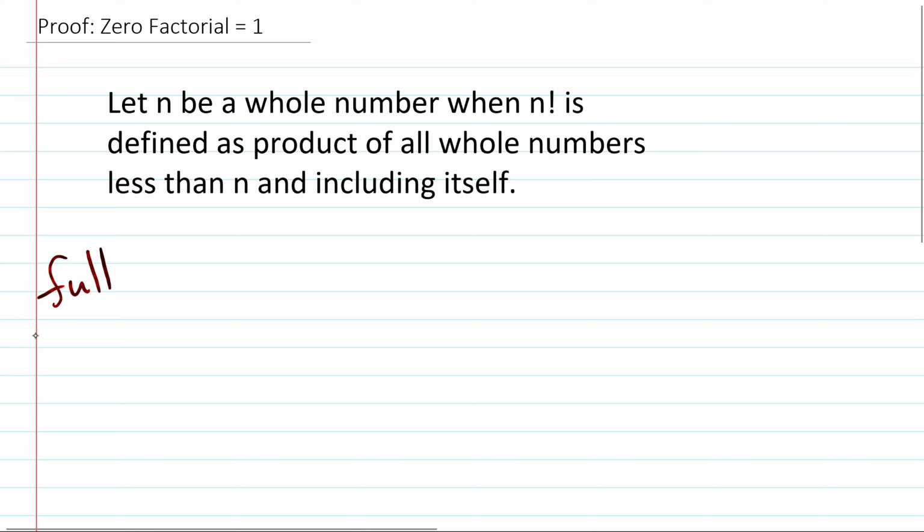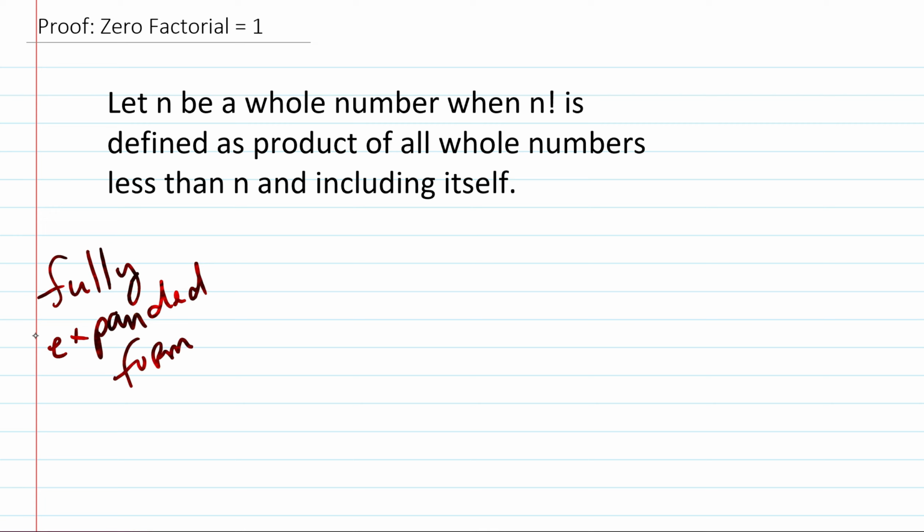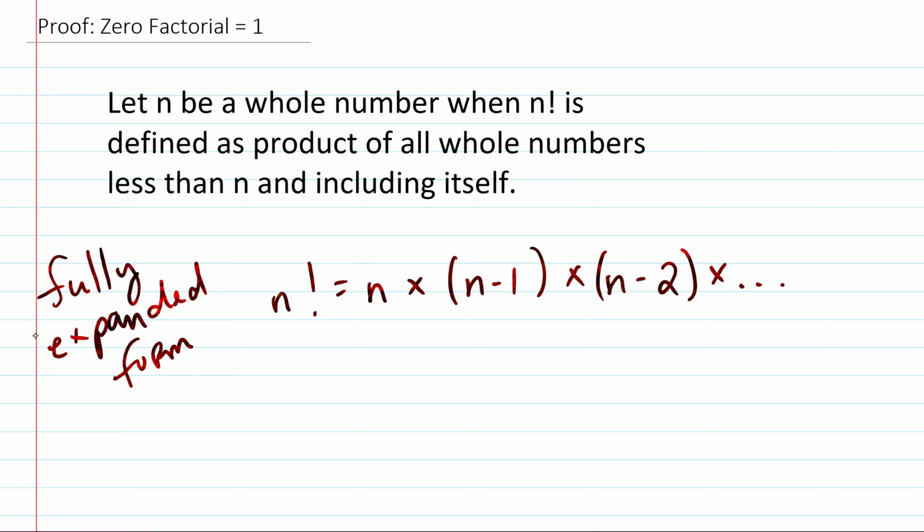So if we were to write this out in a fully expanded form, it looks like this. We'll say n factorial is equal to n times n minus 1 times n minus 2, keeping with that, going all the way down till we get to 3 times 2 times 1.